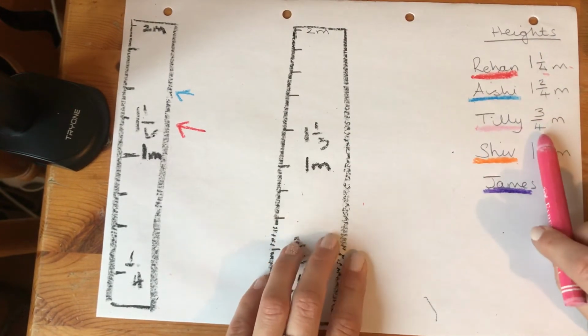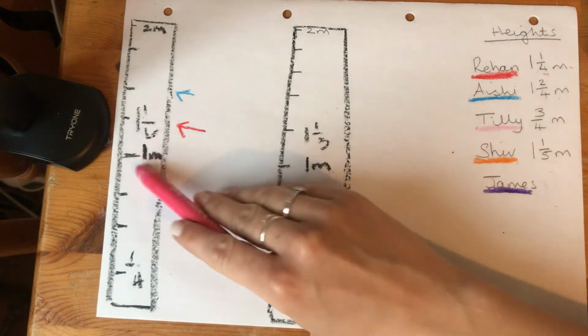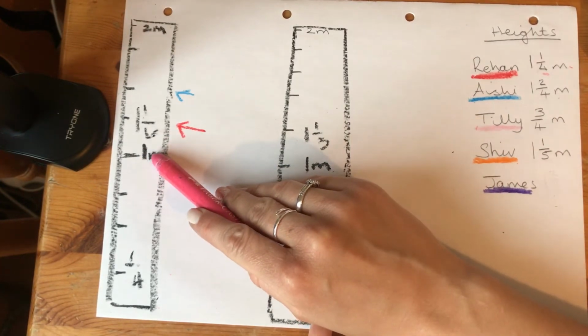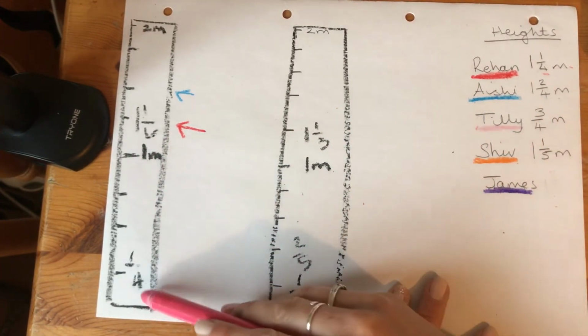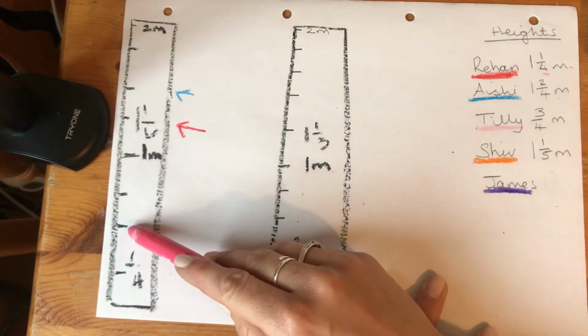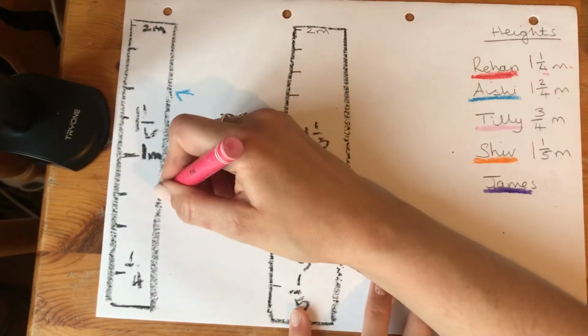Tilly is 3/4. So Tilly hasn't got a whole metre yet, so she's not quite there. She's only 3/4. So we'd go up from the bottom. So 1/4, 2/4, 3/4. So Tilly would be there.